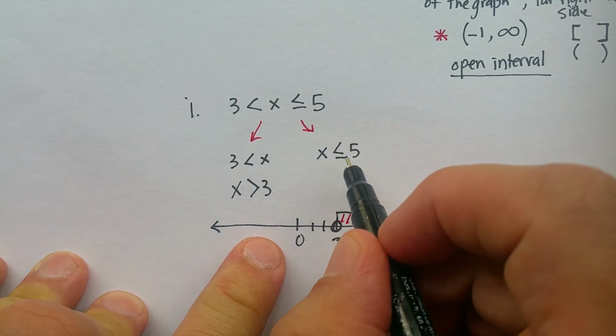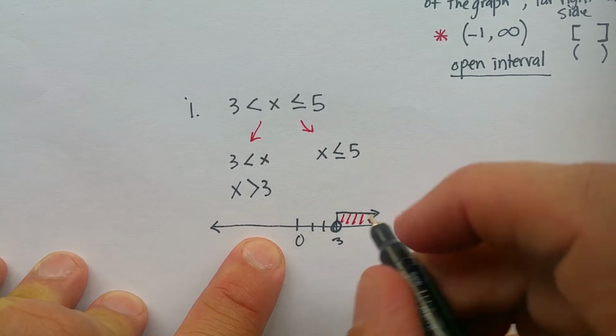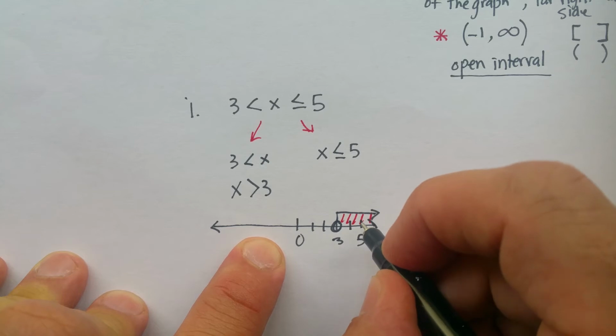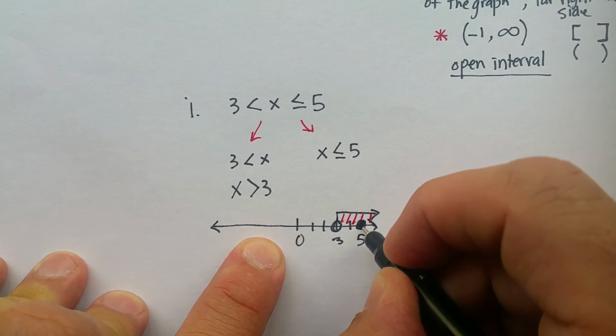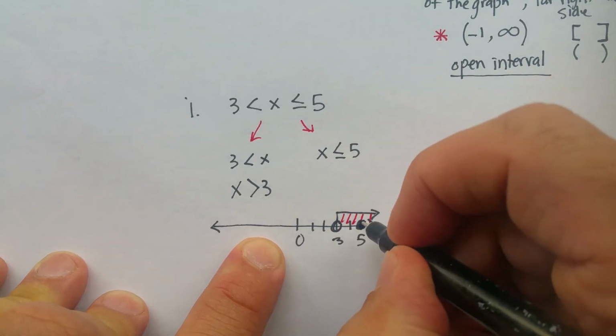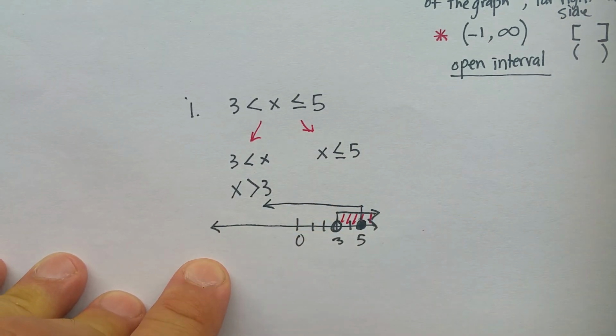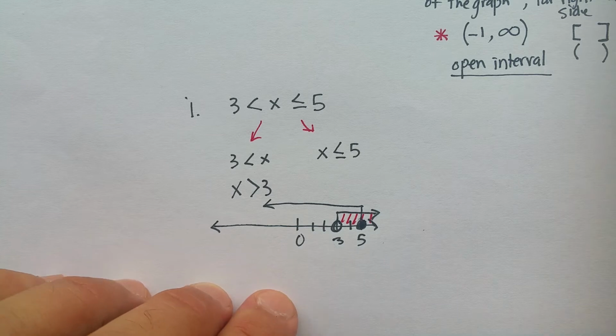My other one is x is less than or equal to 5, so let's go 4, 5. Less than or equal to means I fill it in, follow the direction of the arrow, and I go down in this direction. Okay? And then graph.